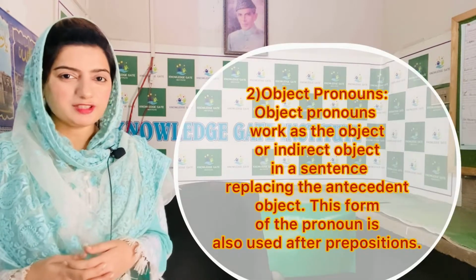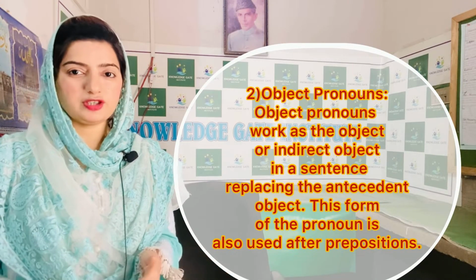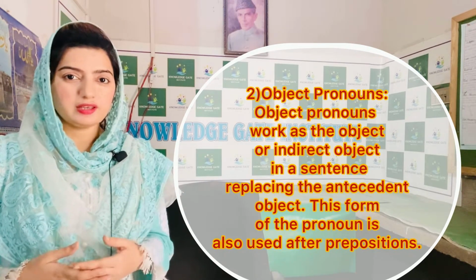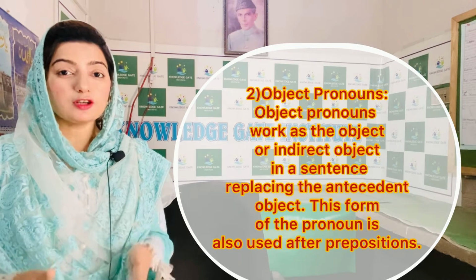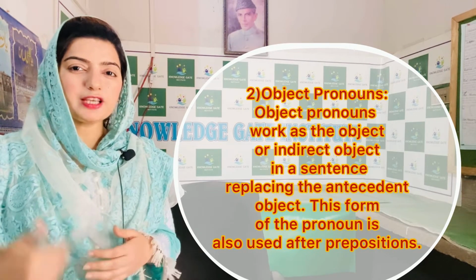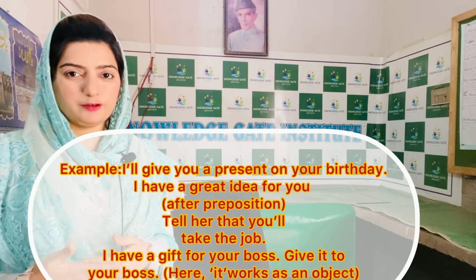Number 2 is the object pronouns. Object pronouns work as the object or indirect object in a sentence, replacing the antecedent object. This form of the pronoun is also used after prepositions. Likewise, I will give you a present on your birthday. I have a great idea for you.